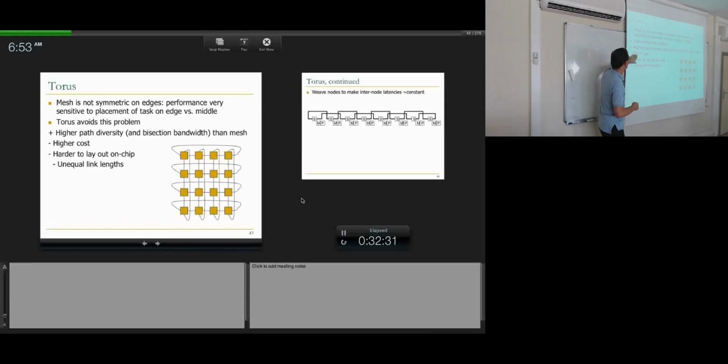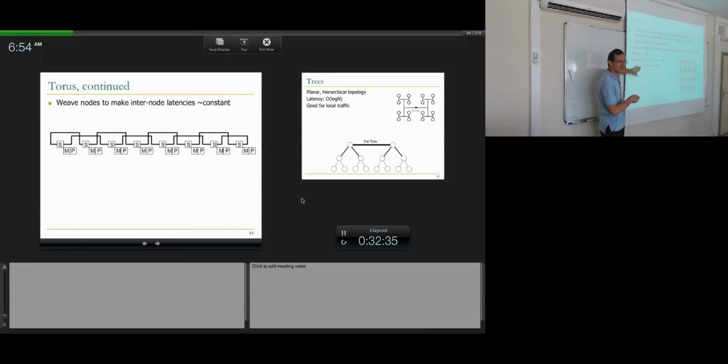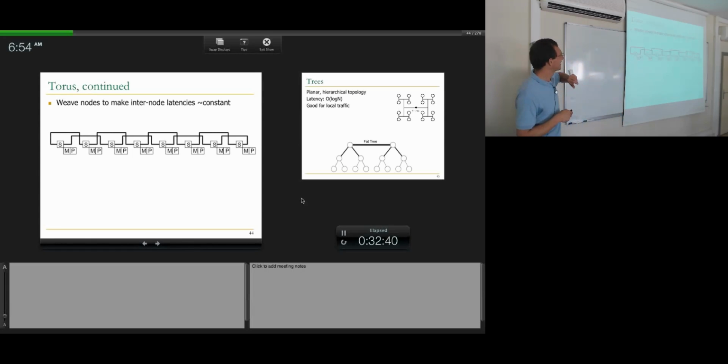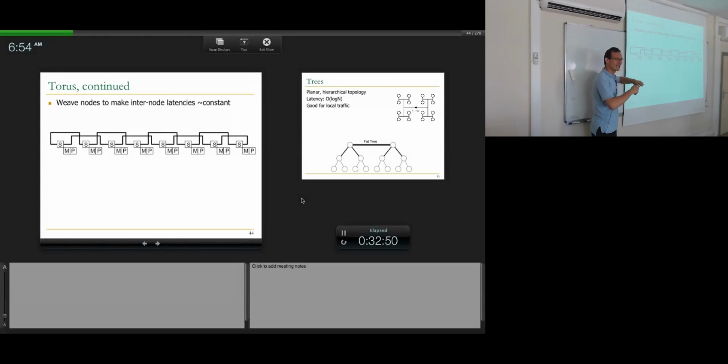The downside is higher cost, and it's harder to lay out, as you mentioned, because you have unequal link lengths. Although you could lay it out this way, it's still harder to lay out than a mesh because you need to build the wires on top of each other, whereas a mesh is nice and beautiful. But at least you get rid of the unequal link lengths. And I'll let you think about this. This requires some thinking to convince yourself that this is actually a torus, but it is actually a torus.